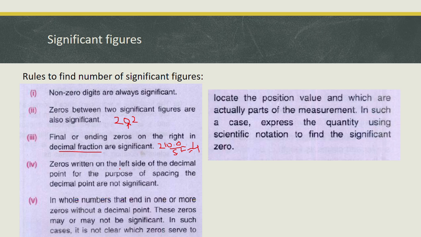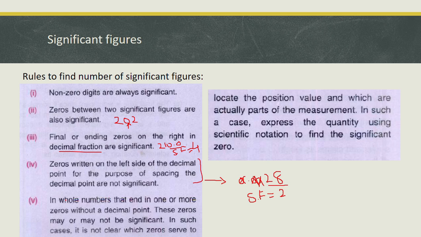Now zeros on the left side of the decimal used for the purpose of spacing are not significant. Remember this point. For example, I am writing a number like 0.0028. Significant figures, SF stands for significant figures, are only two. This 2, 0 and this 0 are not significant. Only 2 and 8 are significant figures.